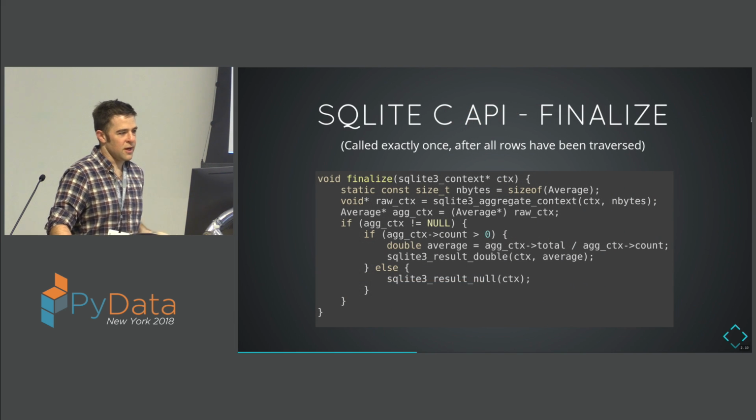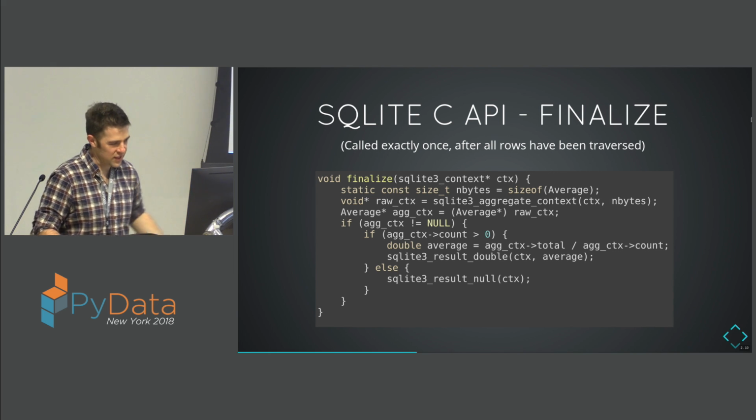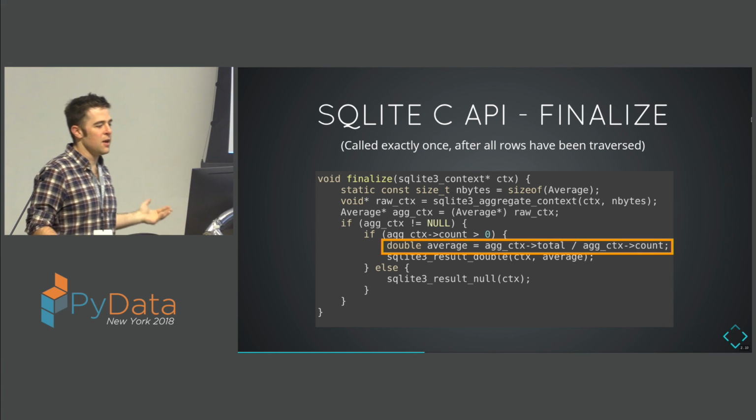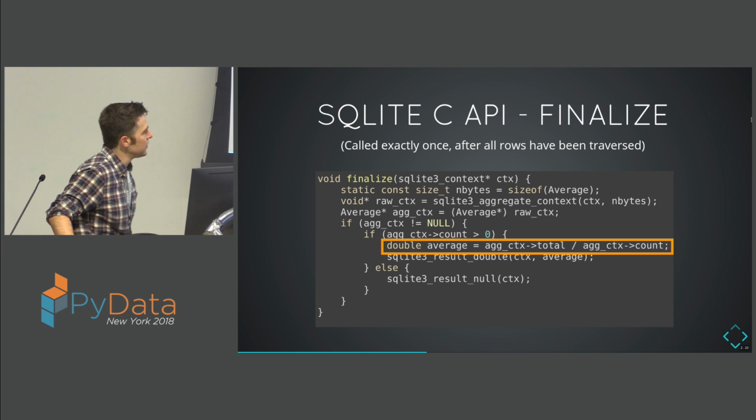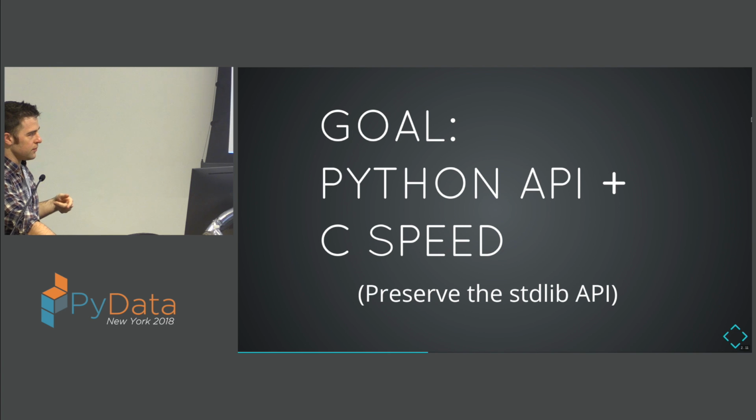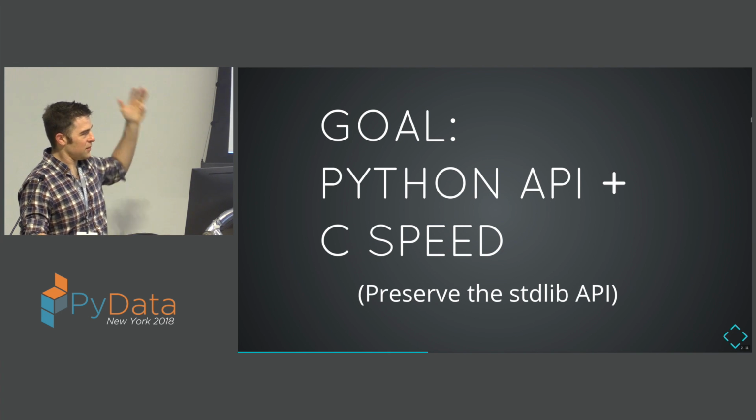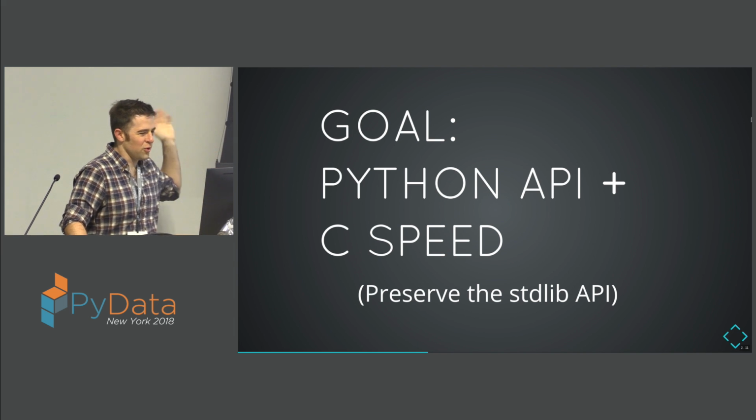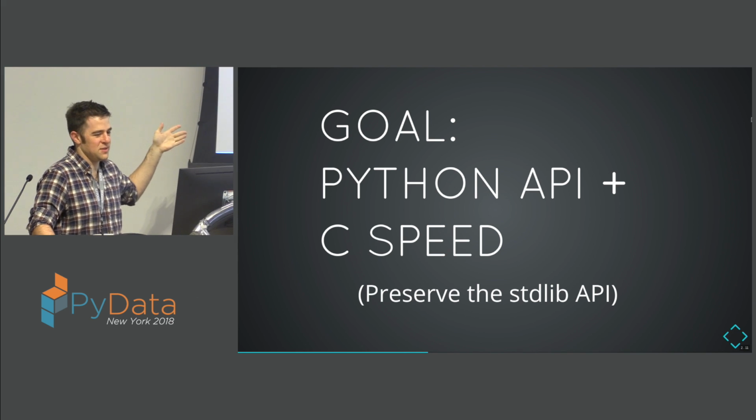Finalize is similar. You still have to pull the aggregate context out, cast it, check for the null pointer, check to see if the number of non-null values is greater than 0, et cetera, et cetera. But you ultimately land on this singular piece of logic that you care about. When I started working on this, I had basically no goals except to just make my head explode. But there's sort of a goal here, which is we want the Python standard library API, but we want C speeds.